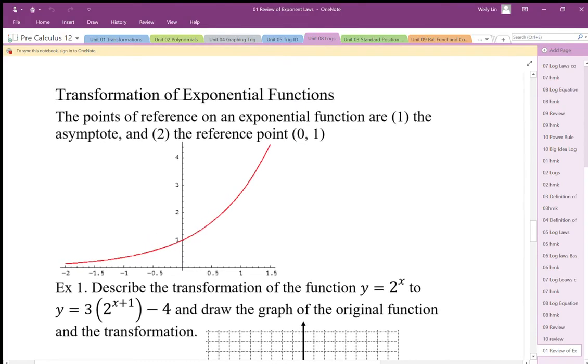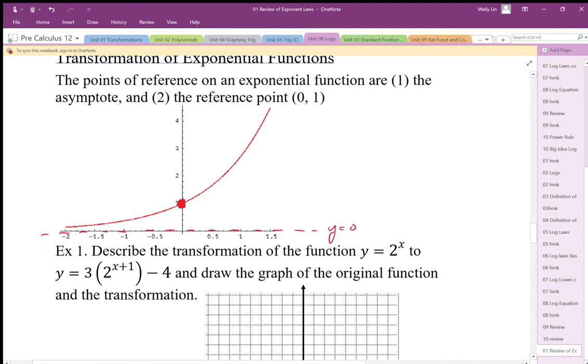Okay, so we're going to look at transformation of the exponential functions, and this is from the original first chapter where we looked at transformations. When we look at transformation of exponential functions, there's two things that we want to keep track of. We want to keep track of that reference point at (0, 1), and we also want to keep track of our horizontal asymptote at y equals 0. Those things allow us to keep track of our transformations.